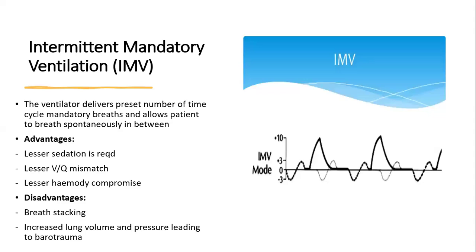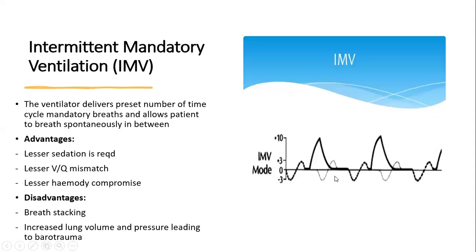So there are different types of assist control that we are used to. We have the intermittent mandatory ventilation. If you look at the graph on the right side, you will see these broken lines are the patient's respiratory effort. What the ventilator does is deliver a preset number of time cycled mandatory breaths. These unbroken lines are ventilator delivered breaths.